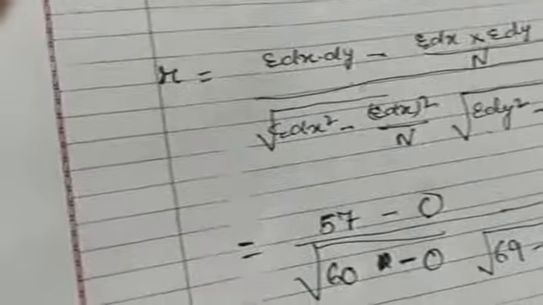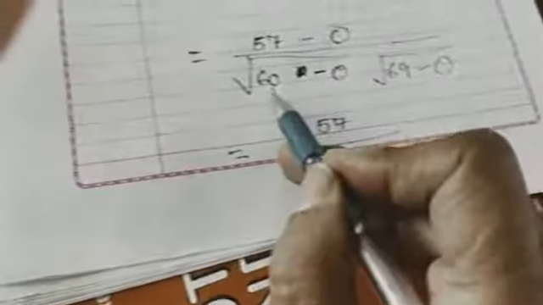Now what will be the next step? It will be 57 divided by, we'll take the root of this and the root of this and multiply both, so we'll get 60, and then when we divide we get the answer 0.95. This is the solution of question number 10, children.